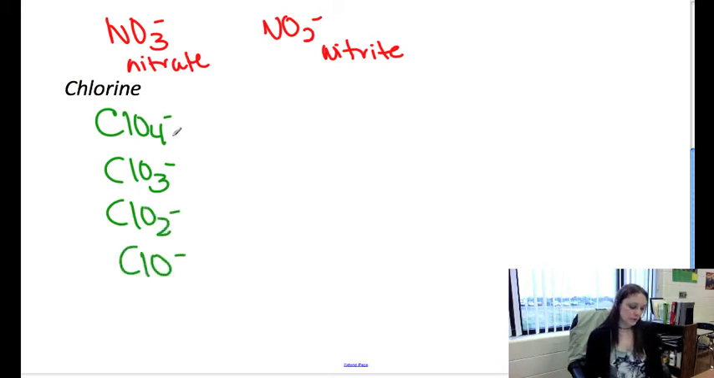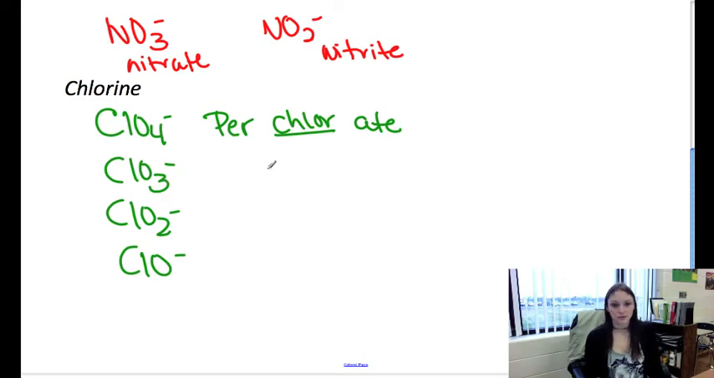Okay, greatest number of oxygens. Instead of just being -ate, you get per, the root name, and -ate. In this case, it's chlorine, so it's perchlorate. The next one then is just the -ate. So we get the root name and -ate. In this case, it's chlorine, so it's chlorate.